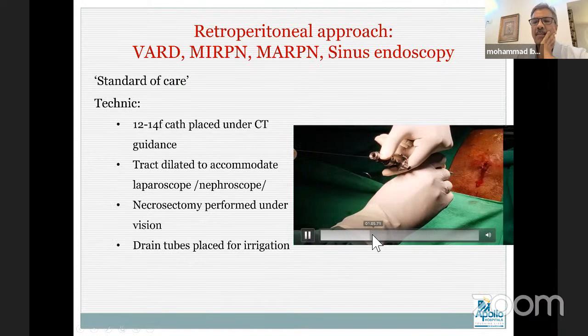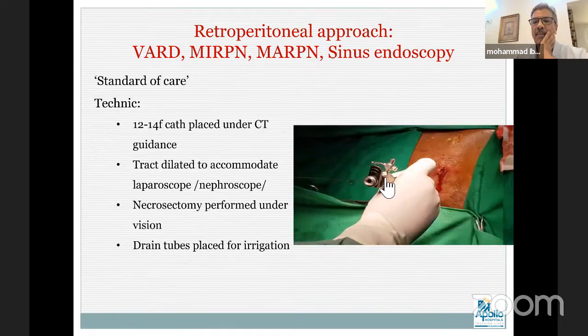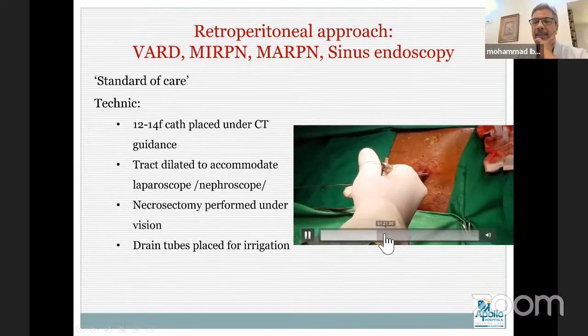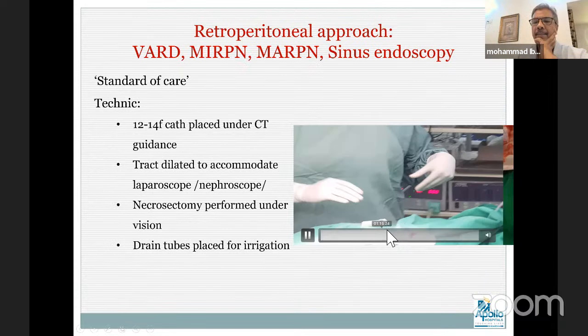Once you have a sizable dilatation, then a laparoscope cannula is placed, a 5 French cannula, through which we do a copious irrigation, and then a 5 mm scope is passed through that. That is why this is called sinus endoscopy.